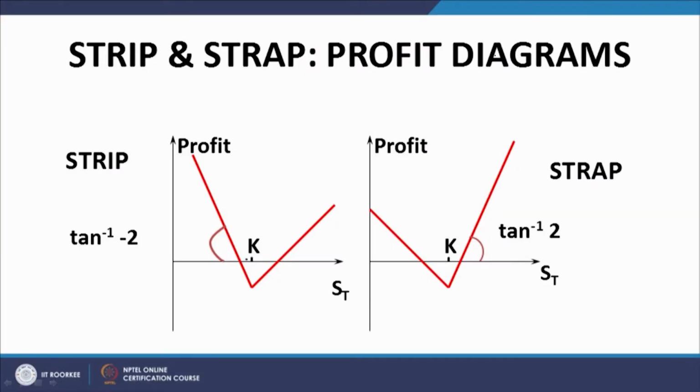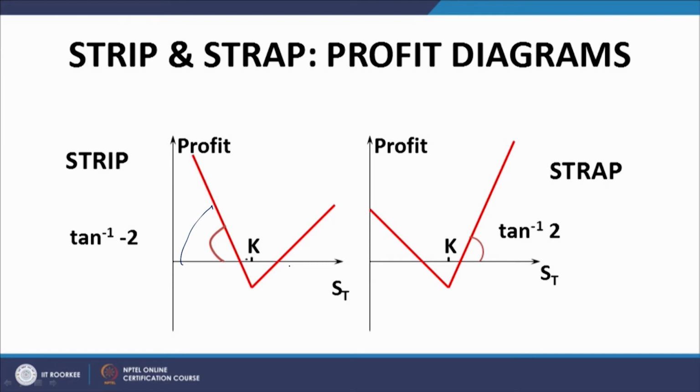This is the diagram. You can see this angle here is tan inverse 2. That means if you are in this region, to the left of K, that is, the stock price is below the exercise price, then for every unit decline in the stock price, you will make a profit of 2 units on the basis of the 2 long puts that you have. On the other hand, if the stock price increases beyond K, your incremental profit is 1 unit for each unit increase in the stock price. And the right-hand panel shows you the payoff or profit diagram in the context of a strap.